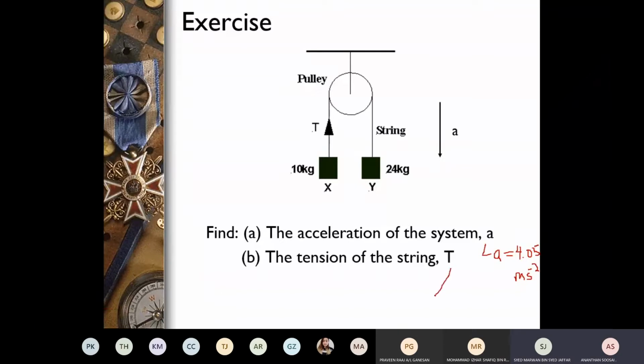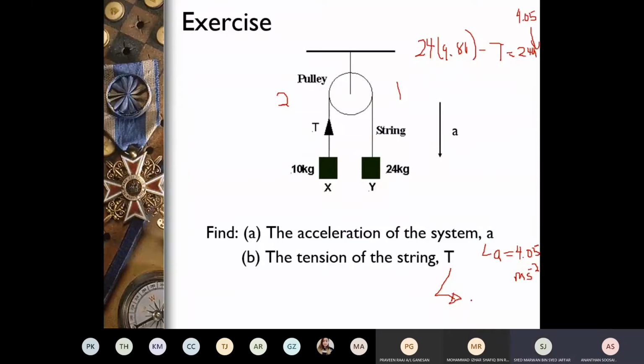Okay, tension. Now you can get the tension. For tension, use either the first one or the second one separately. If you use the first one, let me write back. 24 times 9.81 minus tension will give you 24A, just using the first system. So A you already know is 4.05. So you can work out the tension.